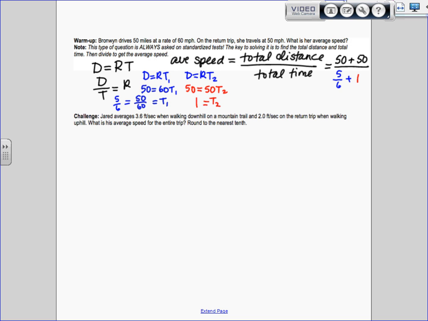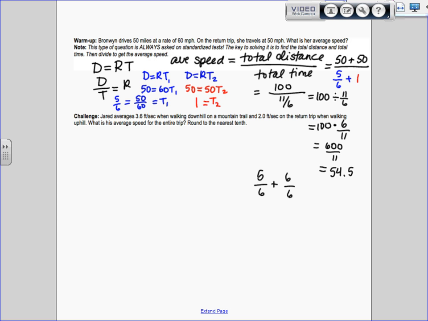Can we solve it? Sure. So the top becomes 100. The bottom, 5/6 plus 1, is 5/6 plus 6/6, which is 11/6. So I get 100 divided by 11/6, which is 100 times 6 over 11, which becomes 600 over 11. And if you find that on your calculator, it's 54.54 repeating miles per hour.